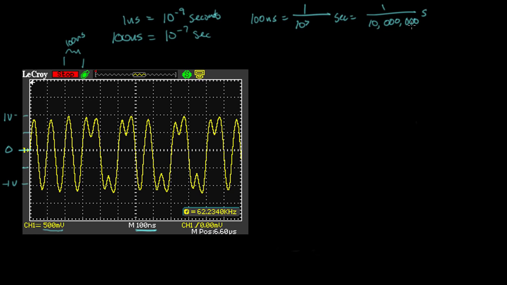or 1/10,000,000th of a second. Another way to think of this is that each of these divisions is 1/10,000,000th of a second, or in other words, you're going to have 10 million of these divisions per second. And if you remember, the speed of this Ethernet link is 10 megabits per second. And 10 megabits per second is 10 million bits per second.